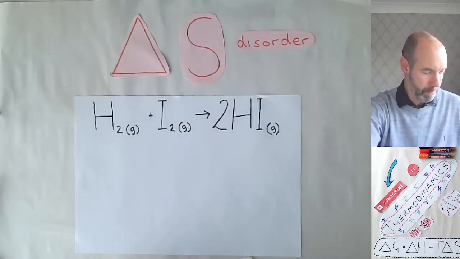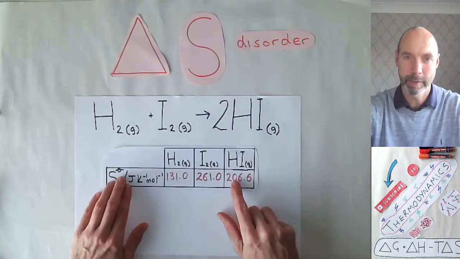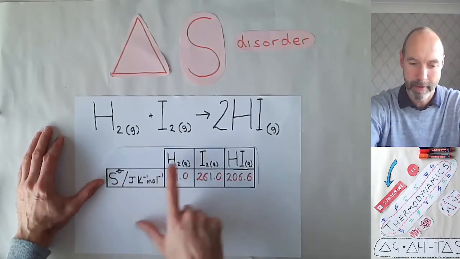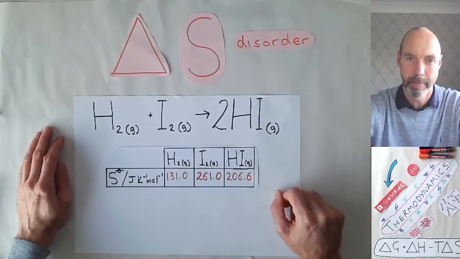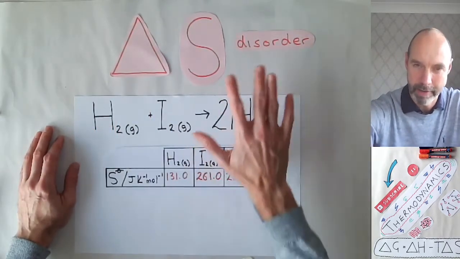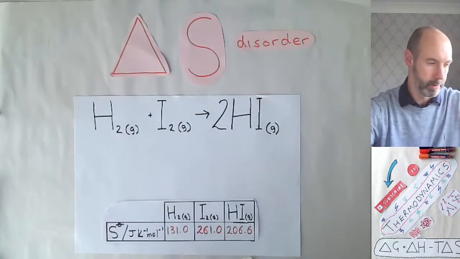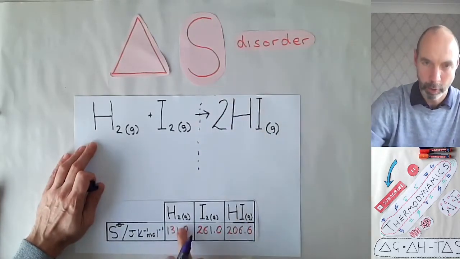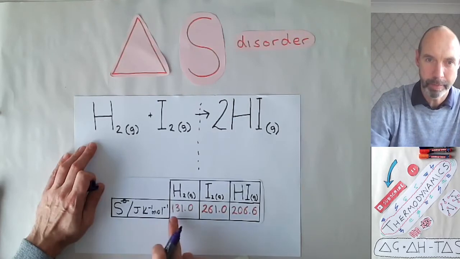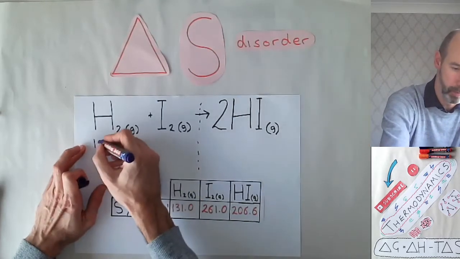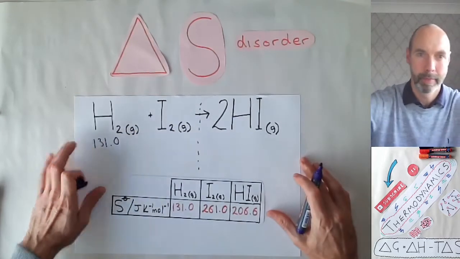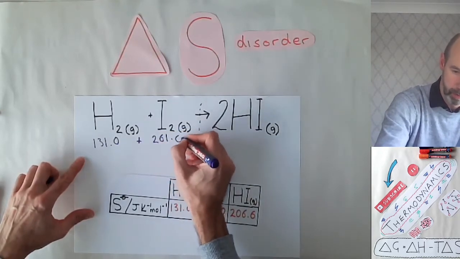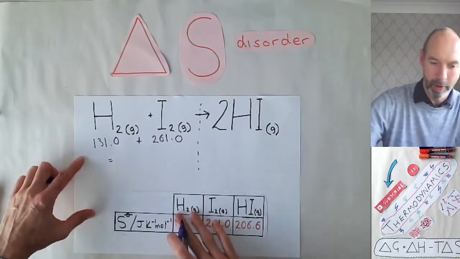So what we can do in situations like this is quantify the entropy. Here we see standard entropy values for the 3 species in this equation. So we can quantify the entropy of the reactants and the entropy of the products. Let's do that. The left hand side is our reactants. We can see that 1 mole of H2 has an entropy of 131.0, and the entropy of I2 is 261.0. Let's add them together.